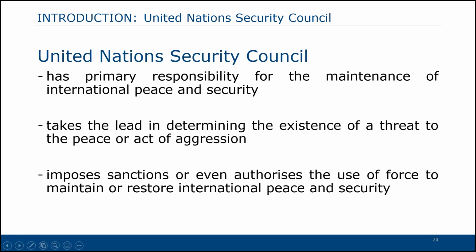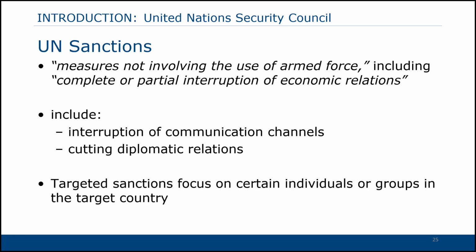The UN Security Council has primary responsibility for the maintenance of international peace and security. It takes the lead in determining the existence of a threat to the peace or act of aggression. It imposes sanctions or even authorizes the use of force to maintain or restore international peace and security. According to Article 41 of the UN Charter, sanctions are measures not involving the use of armed force, including complete or partial interruption of economic relations.